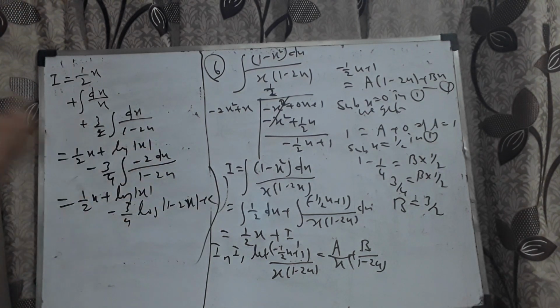This is the form dt by t, where t is my denominator. Please understand. I'll explain once again.